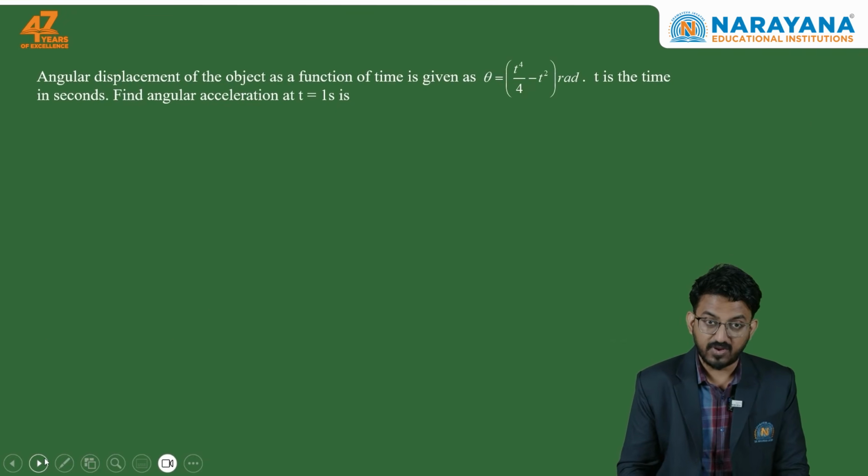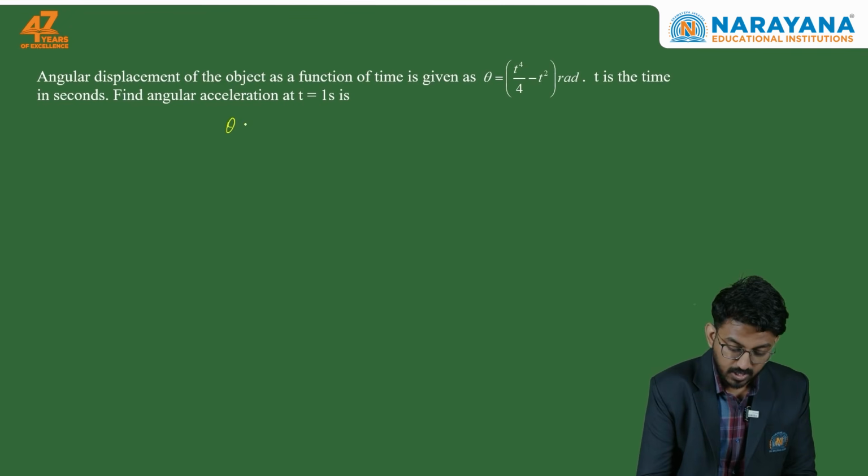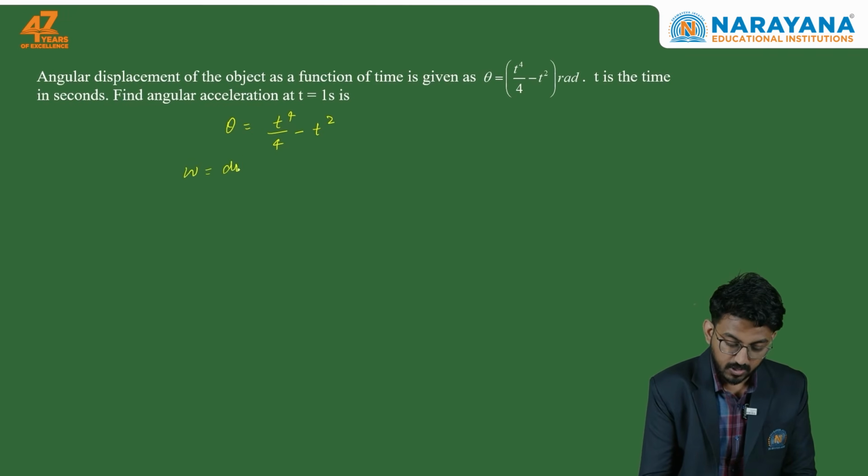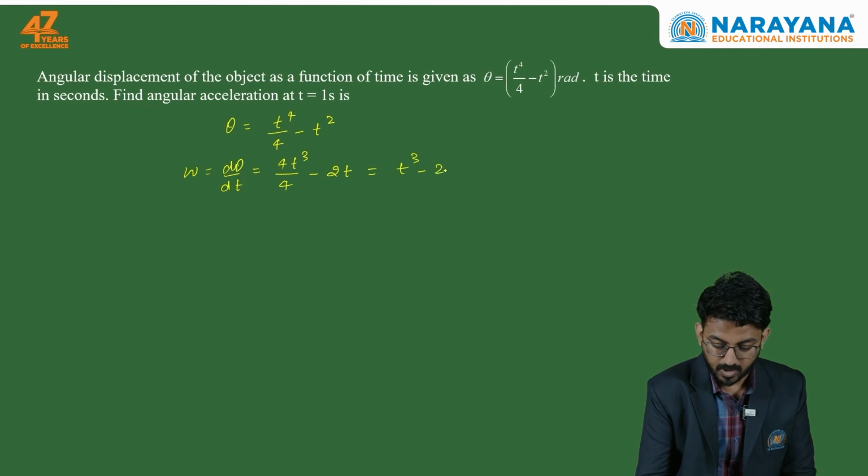Going further, here the angular displacement is given as a function of time. So theta, as they said, is t raised to the power 4 divided by 4 minus t square, and they are asking for angular acceleration. So omega is equal to d theta by dt, which is 4t cube divided by 4 minus 2t, giving us t cube minus 2t. Now alpha is equal to d omega by dt, giving us 3t square minus 2.